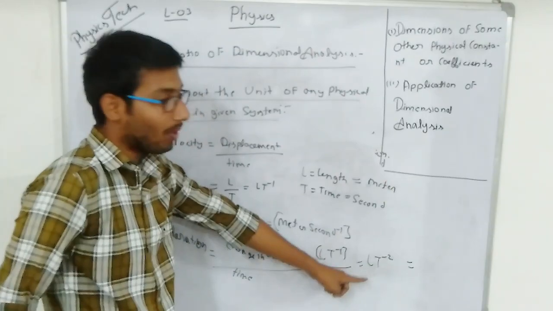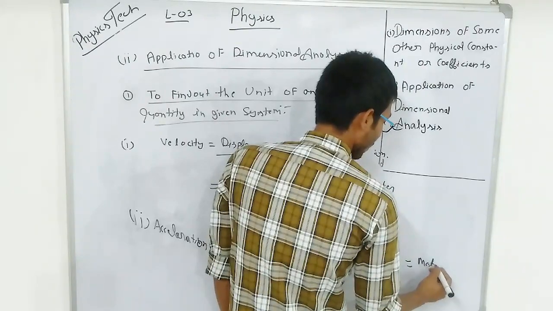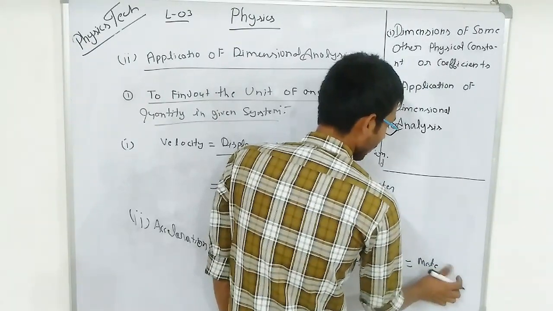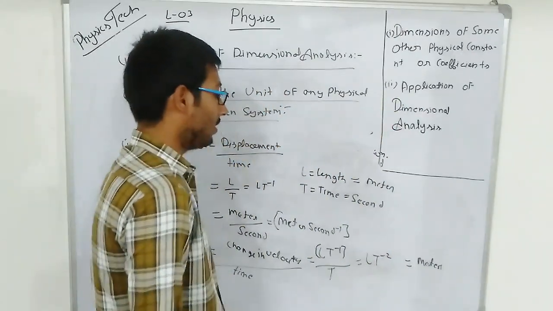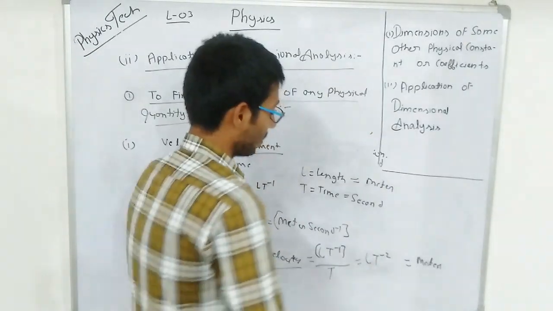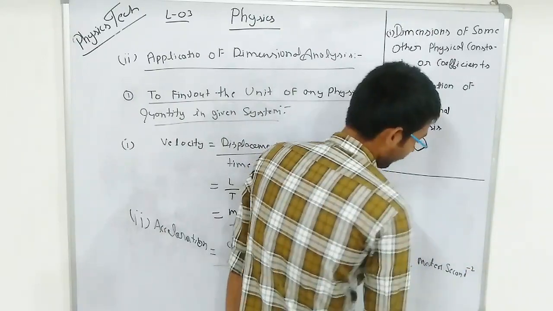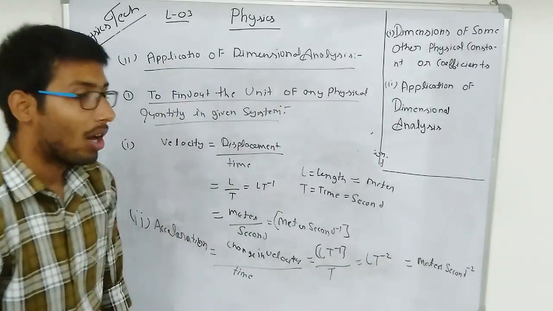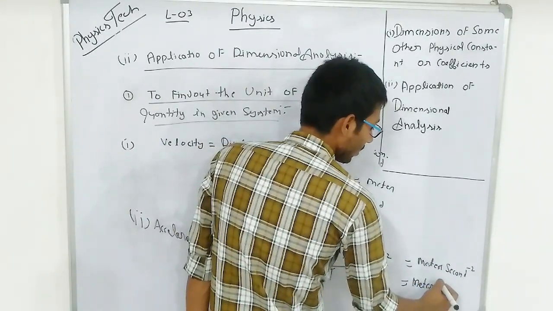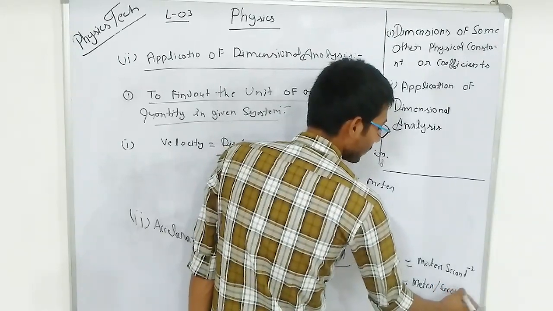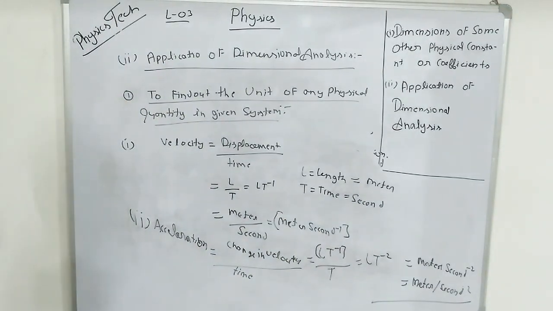We know that the unit of length is meter and the unit of time is second. So the unit is meter second power minus 2, or we can also write it as meter per second square. Okay, please take a note.